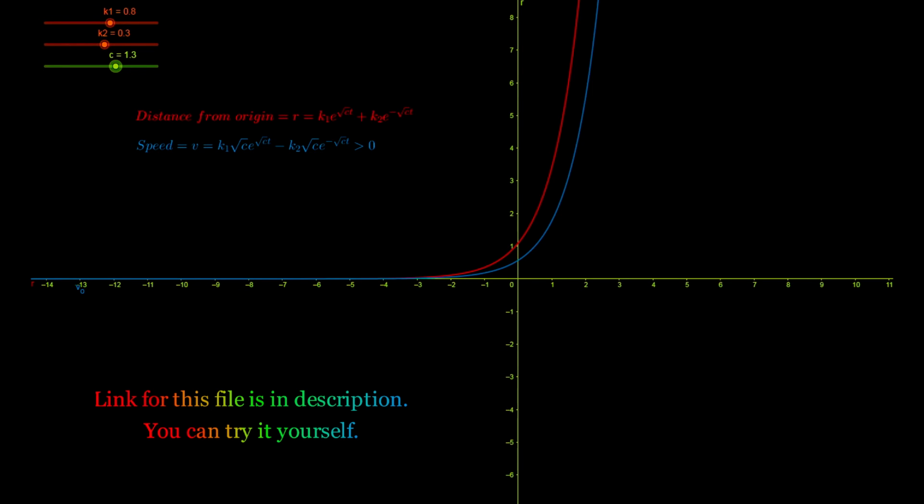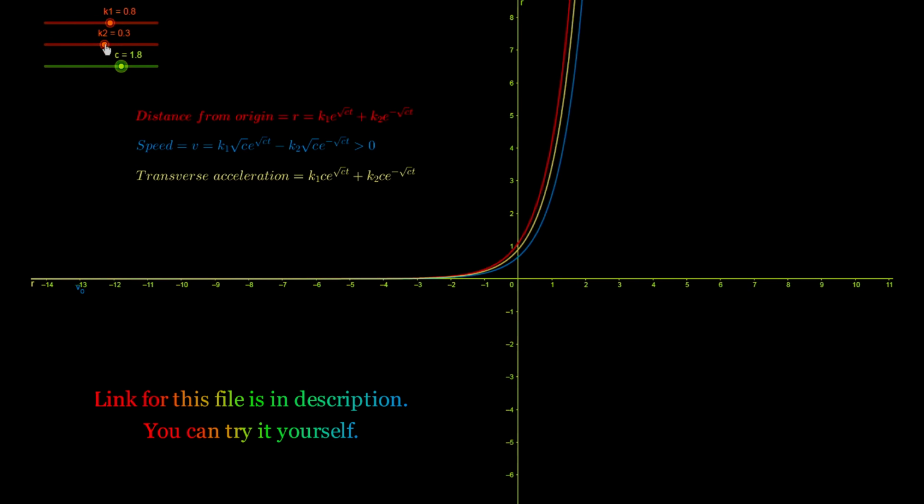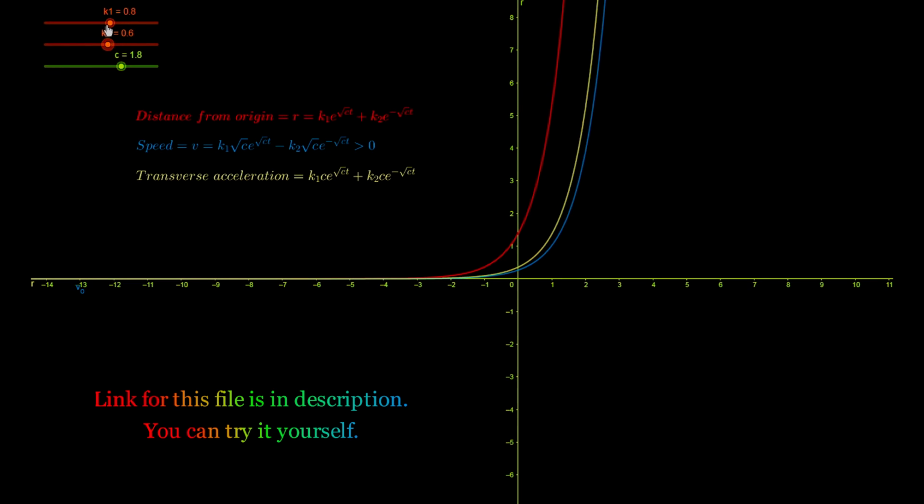When you differentiate the expression of speed with respect to time, you'll get an expression for acceleration. Since the radial acceleration is 0, this expression of acceleration is only transverse acceleration. Its graph is shown here in yellow color.